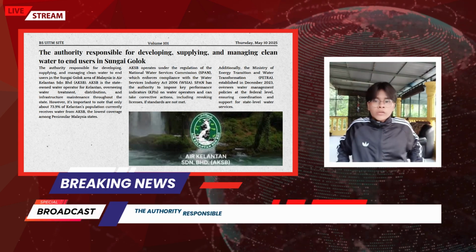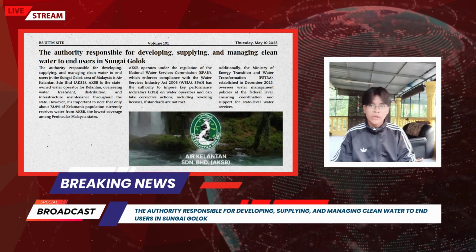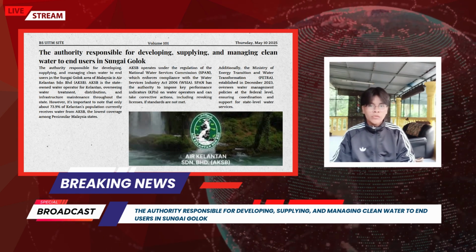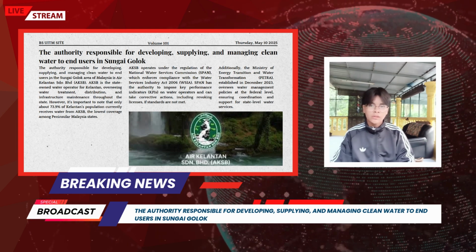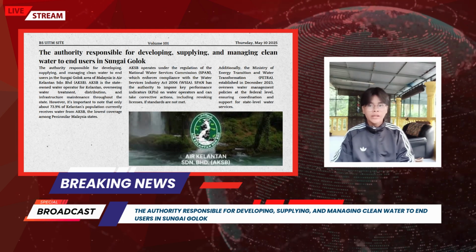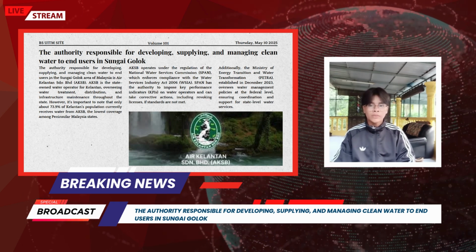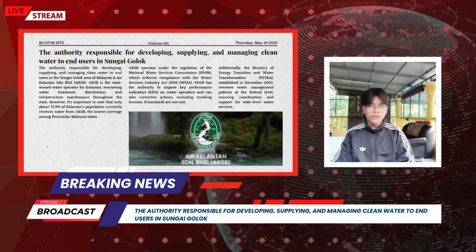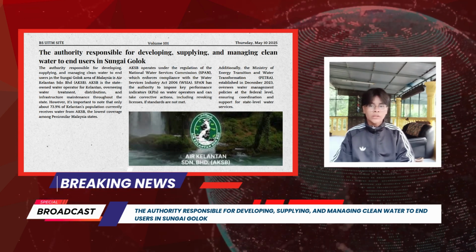I'm going to talk about the authority responsible for developing, supplying, and managing clean water to end users in Sungai Golok. The authority responsible for developing, supplying, and managing clean water to end users in the Sungai Golok area of Malaysia is Air Kelantan Sdn Bhd, or in short form AKSB. AKSB is the state-owned water operator for Kelantan, overseeing water treatment, distribution, and infrastructure maintenance throughout the state.